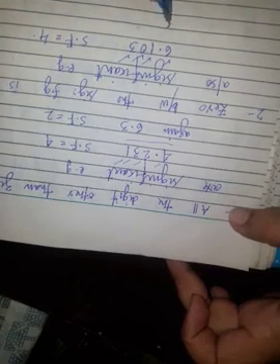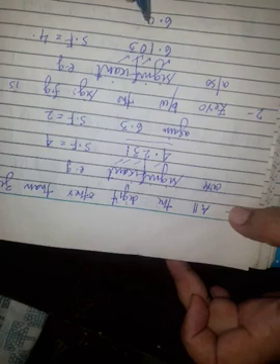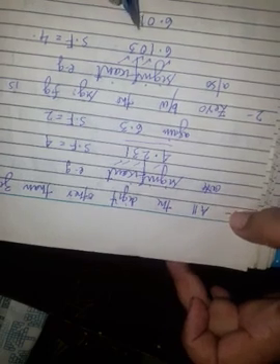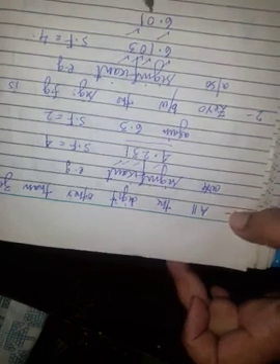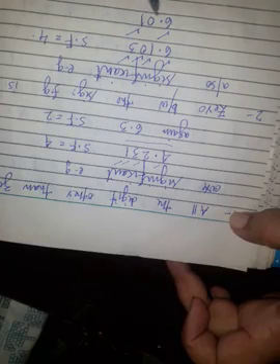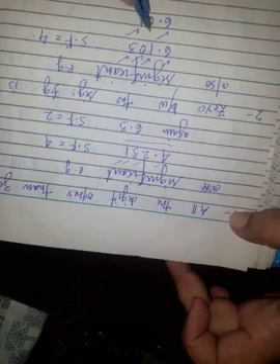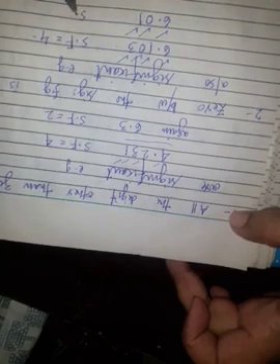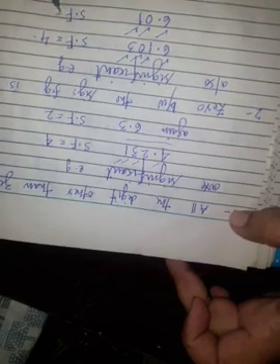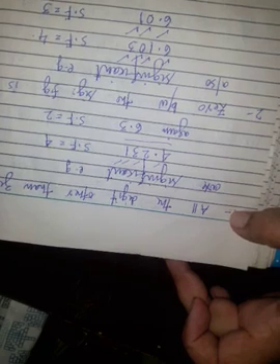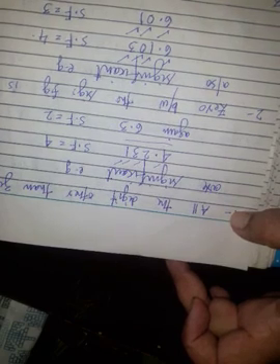In another example, 6.01. Apply rule number 1. 1 and 6 are significant. From rule number 2, 0 is sandwiched between the two significant figures. So it's also a significant figure. The significant figures become 3 in this case. Rule number 3.